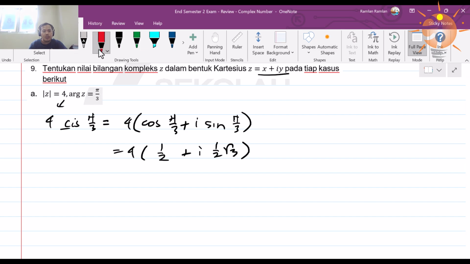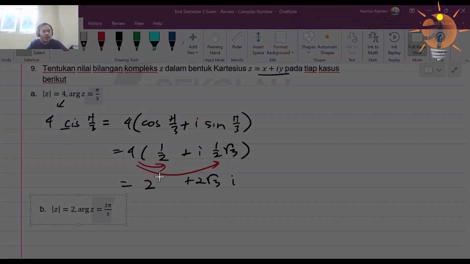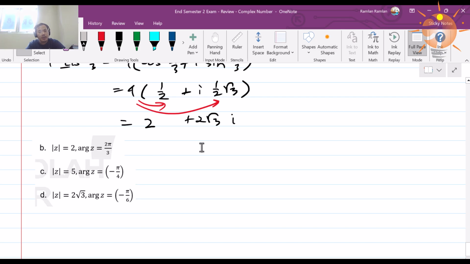And then you can open the bracket like this, right? So 4 times 1 over 2 is just 2. And then 4 times this is just 2 square root of 3. And don't forget that we have this i. Now questions B, C, and D are all actually the same thing. You can try it by yourself, but be careful that if you have a negative angle, I suggest that you learn more about trigonometry in the previous video, and see what really happens if we have a negative angle.